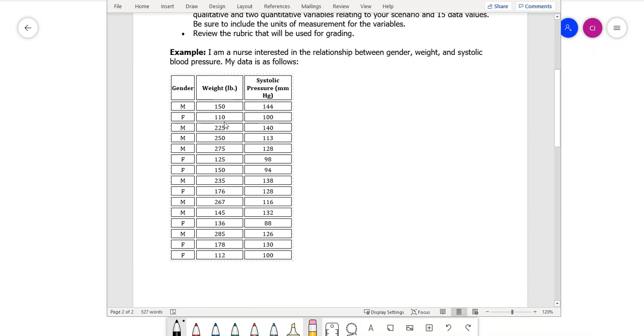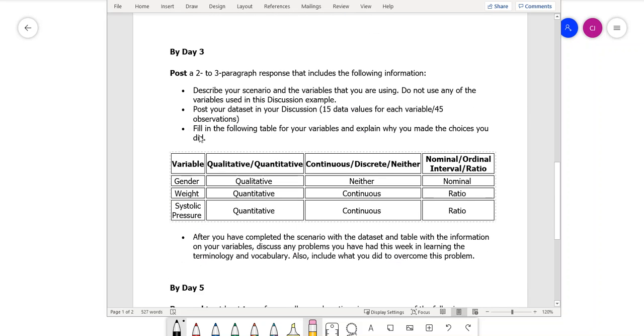So we go back to here again. We said gender was one of the variables. Qualitative or quantitative? Well, it's qualitative. Again, we said it's non-numeric. You're grouping and so on. And then gender is neither discrete nor continuous because it's qualitative.